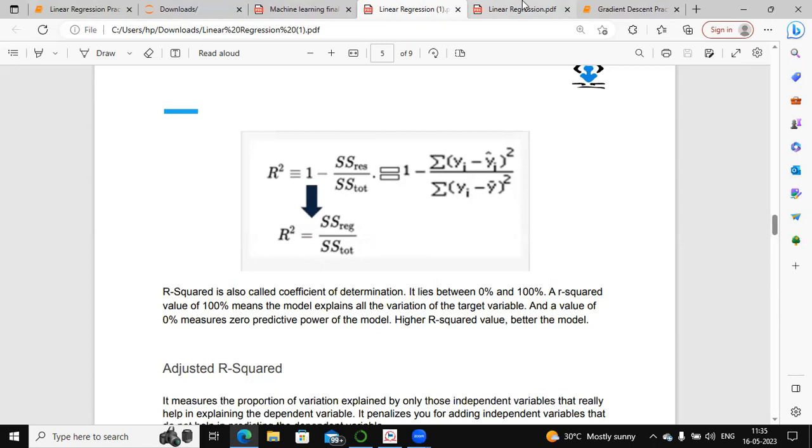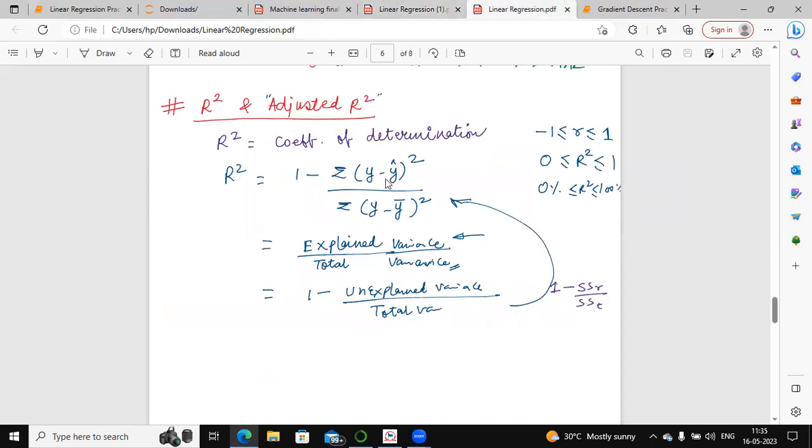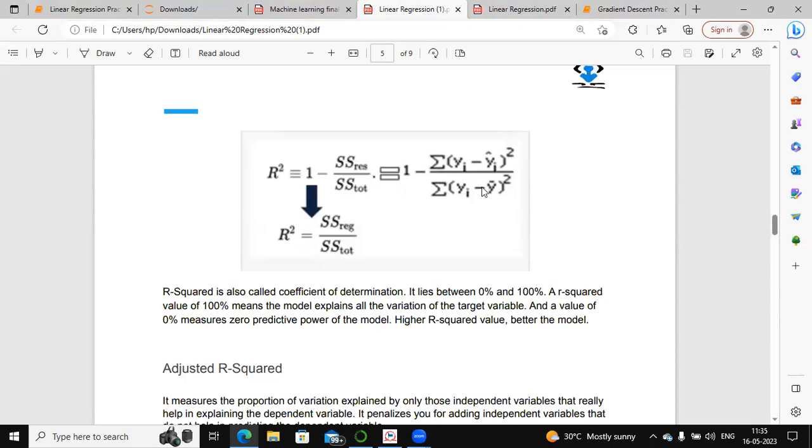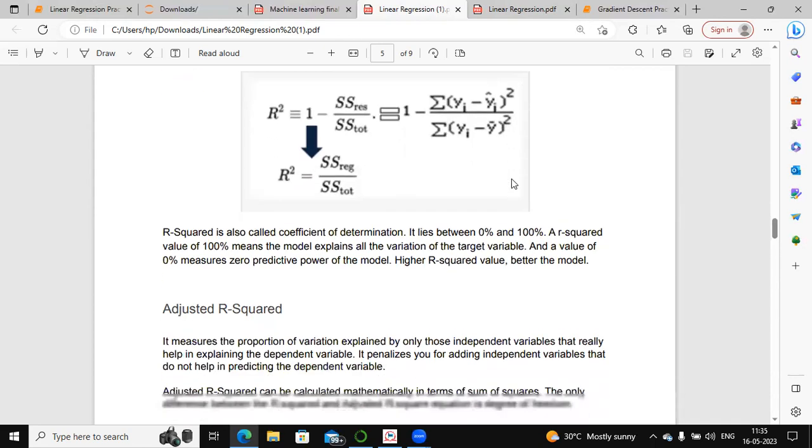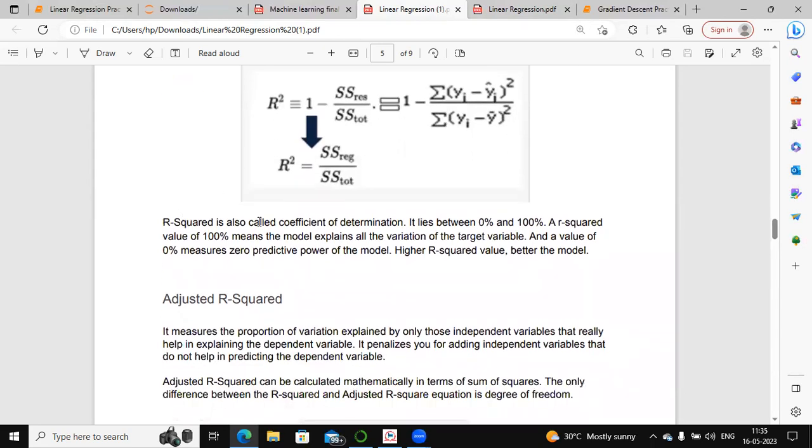If you want to write it, this will become sum of square of (y minus y cap) whole square by (y minus y mean) whole square, that is sum of square residual by sum of square total. So R squared is also called coefficient of determination. It lies between 0 and 100%.